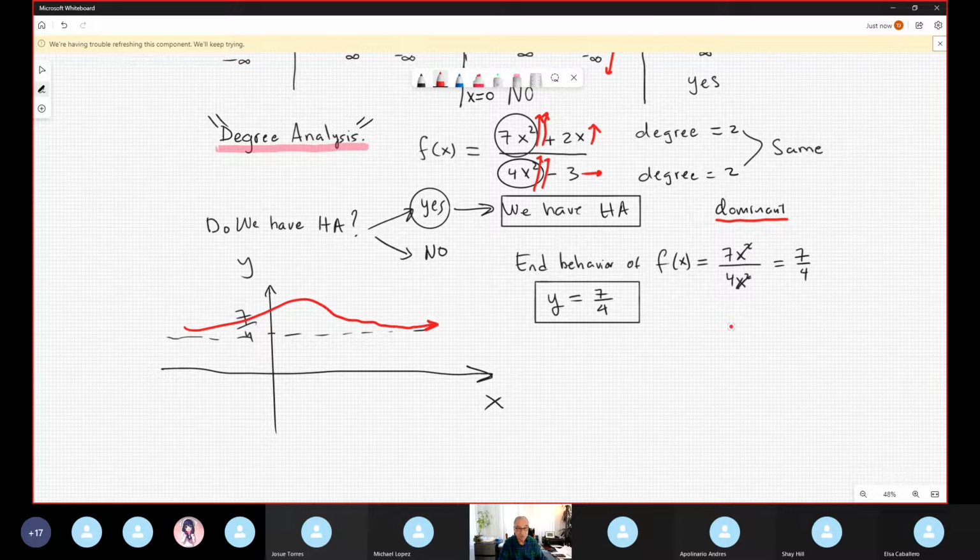It approaches the same value in both directions, to the left and to the right, when you approach positive infinity or negative infinity. The rest of the information we will see in a moment. Now we are focusing only on the horizontal aspect.